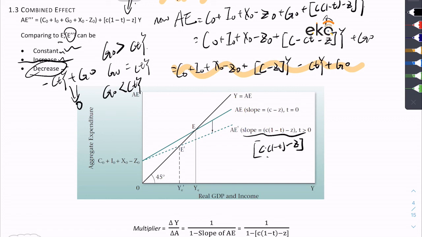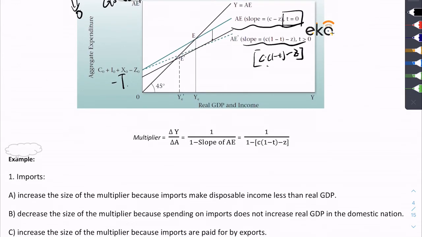If the question says we don't use the percentage tax system but the lump sum tax system, the slope does not change. It is still the original, but we need to subtract the total lump sum tax here. Because our slope is changed under the percentage tax, our multiplier is also changed from 1 over (1 minus C minus Z) to the new one.